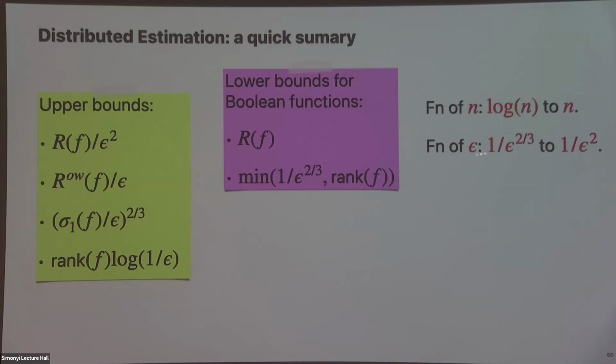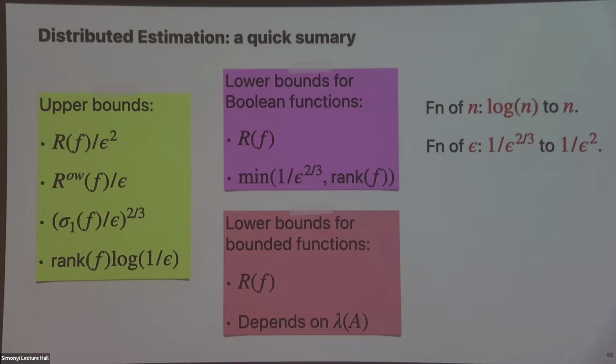Now, what we've learned is that for Boolean functions, in terms of epsilon for distributed estimation, the range is much narrower. It lies between 1 over epsilon to the 2/3 and 1 over epsilon squared, right? Now, when you talk about bounded functions, not just Boolean functions, then you get these interesting lower bounds which depend on the spectral properties. And what we do know is that as a function of epsilon, you can range anywhere from 1 over epsilon to some tiny power all the way to 1 over epsilon squared, right? Okay, so this is what we know.